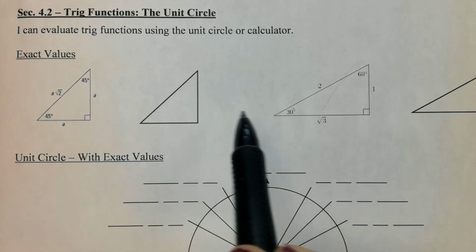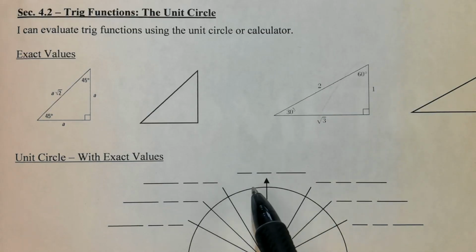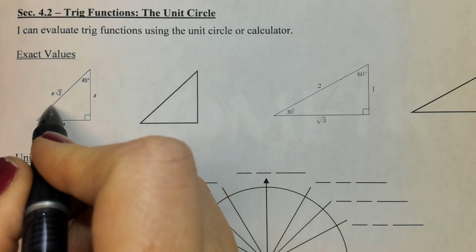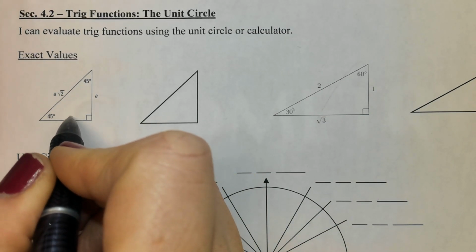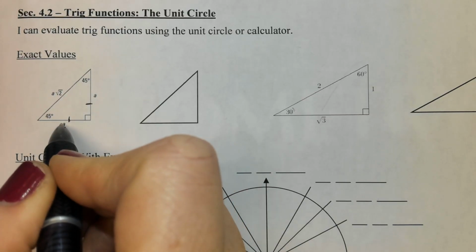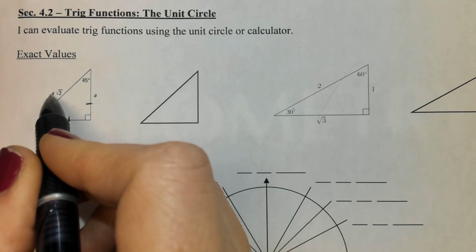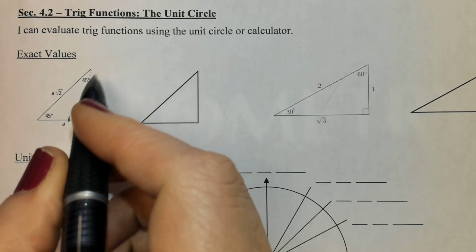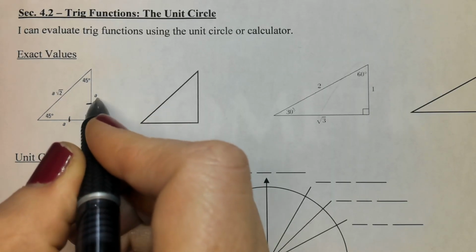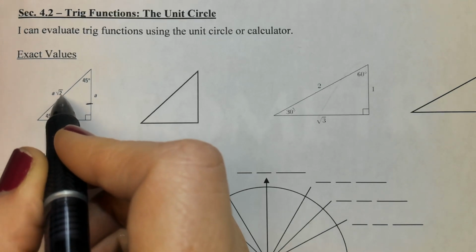We have a 45, 45, 90, and then we have a 30, 60, 90. On a 45, 45, 90, that's an isosceles triangle, so both of these sides are the same. That's why they're both A's. And then your hypotenuse, when you do the Pythagorean theorem, comes out to be a square root of 2. So no matter what we put here, if we put a 6 here, this would be a 6, and this would be 6 square roots of 2.